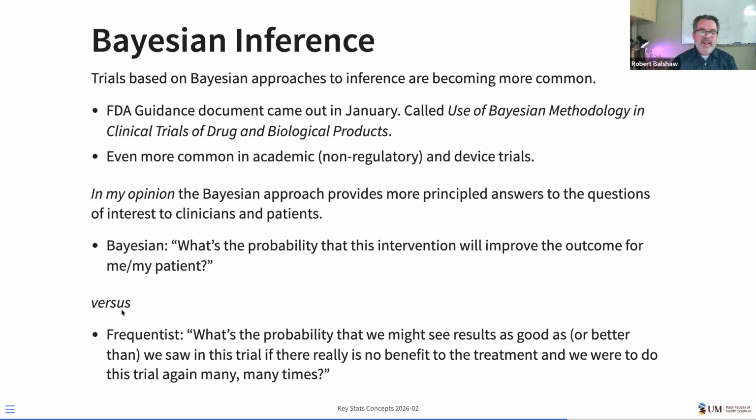And that's versus the language that emerges from a frequentist analysis, which is: what's the probability we might see results as good as or better than we saw in this trial if there really is no benefit to the treatment and we were to do this trial again many times? So there's an awful lot going on in that statement, and it's one that I'm having a harder and harder time advocating for in my approach to conducting clinical trials, though I have to admit to a great deal of intellectual laziness, I suppose.